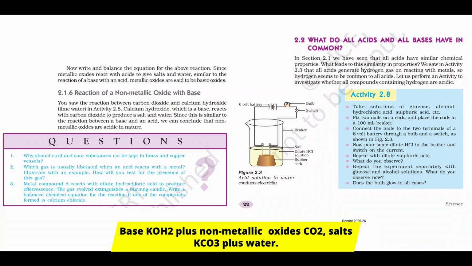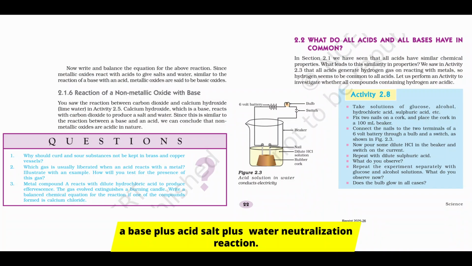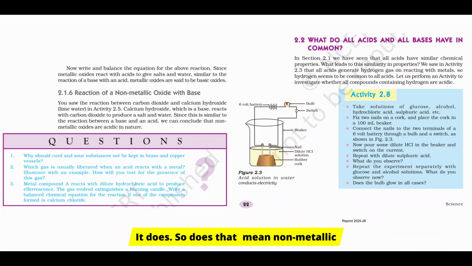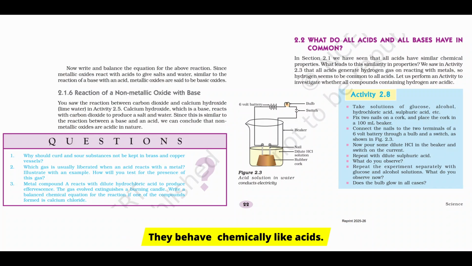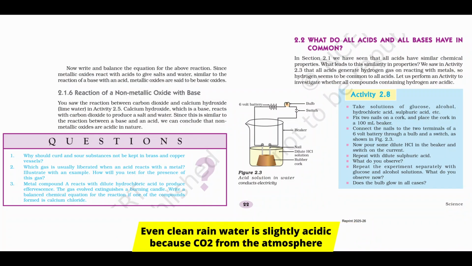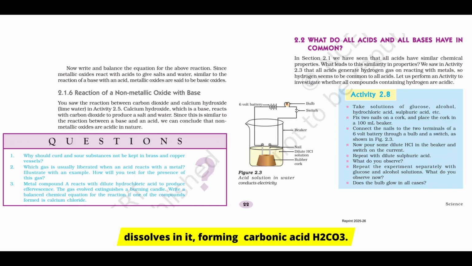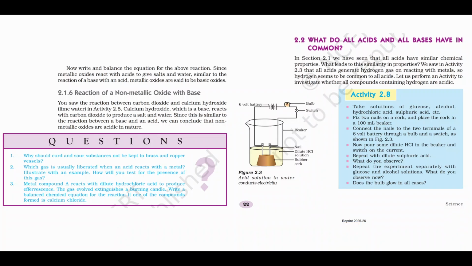Look at the pattern again. Base Ca(OH)2 plus non-metallic oxide CO2 gives salt CaCO3 plus water. This reaction looks very much like a base plus acid, salt plus water neutralization reaction, doesn't it? It does. So does that mean non-metallic oxides are acidic? Precisely. We conclude that non-metallic oxides are generally acidic in nature. They behave chemically like acids. This concept also helps explain things in the real world, like acid rain. Even clean rainwater is slightly acidic because CO2 from the atmosphere dissolves in it, forming carbonic acid, H2CO3. That's a non-metallic oxide showing its acidic nature.